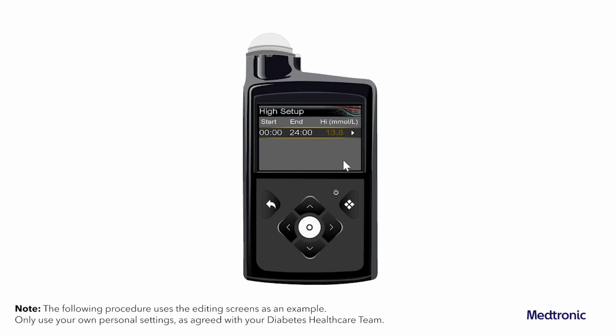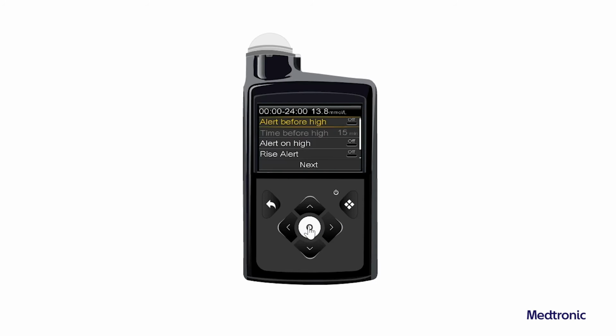Select the arrow to the right of the end time to select the high alerts for the time segment. A screen appears and shows the high alerts for the selected time segment. Set the following alerts as desired. Select Alert before High to receive an alert before the high limit is reached.